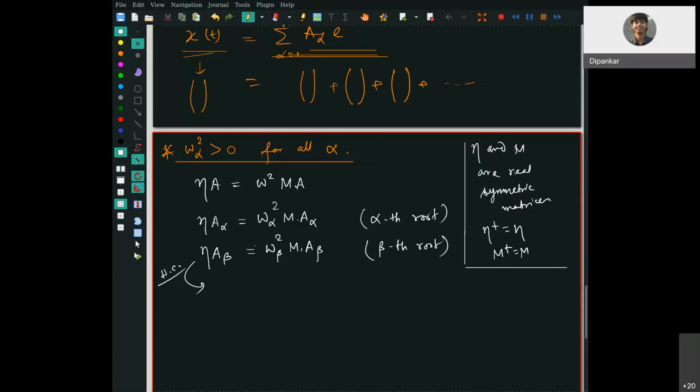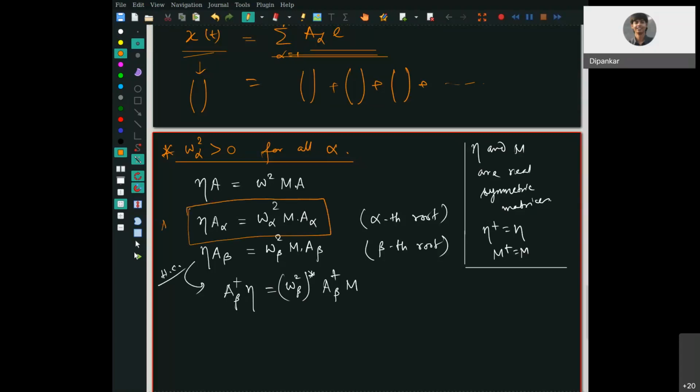All right. So what you have is A beta dagger times eta equals omega beta squared star, since I do not know yet whether omega beta squared is real or imaginary, times A beta dagger M. Now I multiply this equation with A beta dagger from the left, and this equation here with A alpha from the right. So you can easily see what will happen.